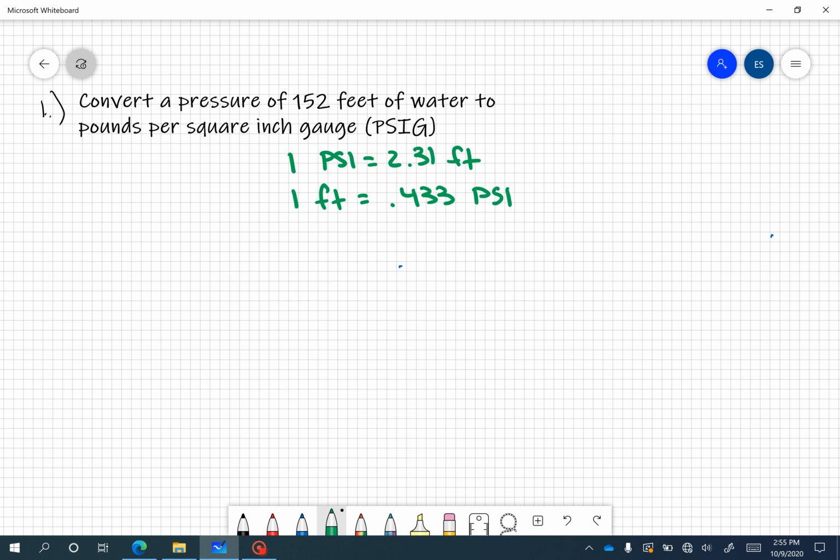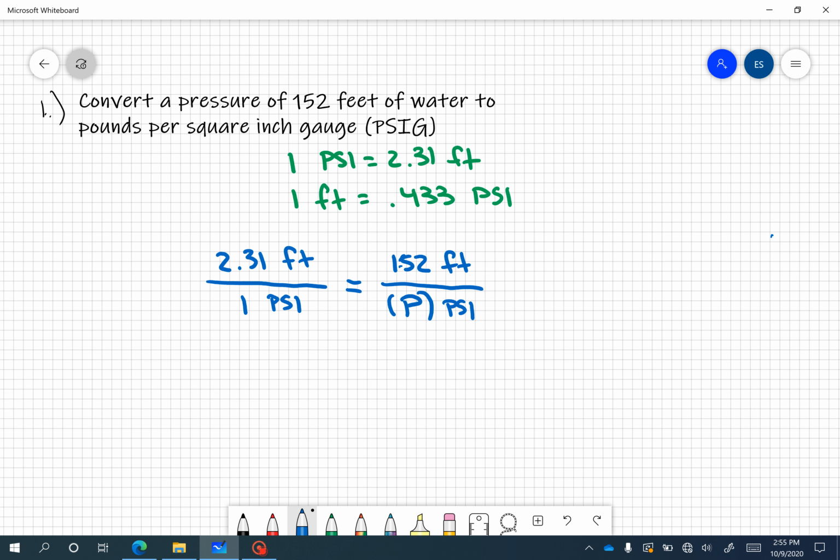Let's go ahead and set this problem up. This is a ratio problem. So let's set it up like that. We have 2.31 feet of water per 1 PSI. And that ratio will be the same for 152 feet of water for an unknown PSI, which we'll just call the variable P.